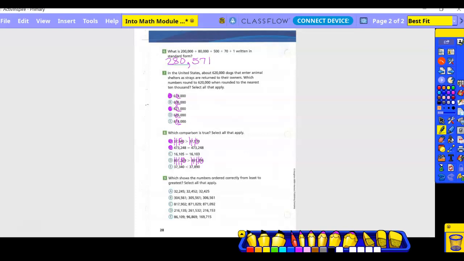37,340 is less than 37,890. So this is where we do our marking off the place values. 10,000 has 3 in it. 1,000 both have 7 in it. Hundreds, do they have the same number? No. So I'm going to circle my 3 and I'm going to circle my 8. So is 3 less than 8? Yes. So is that true? Yes.